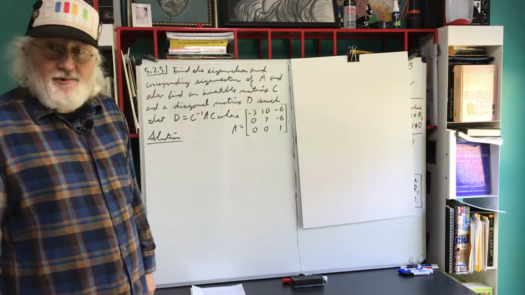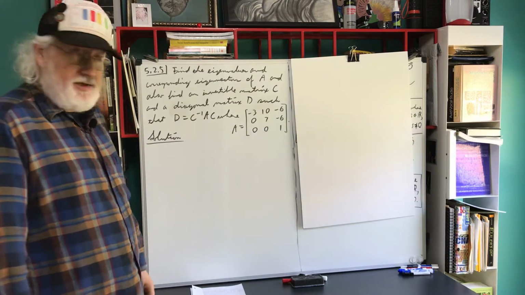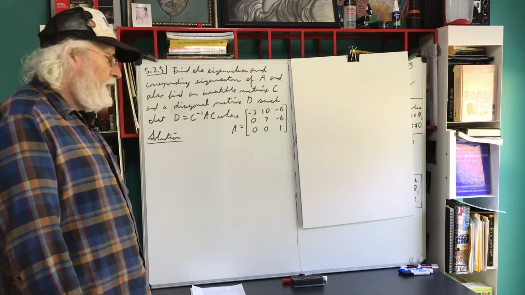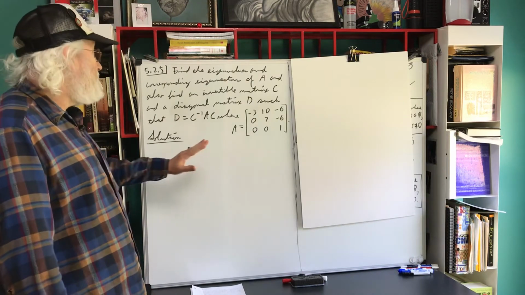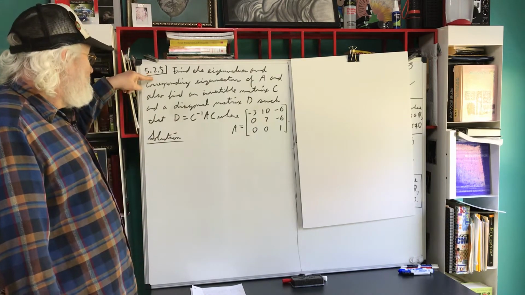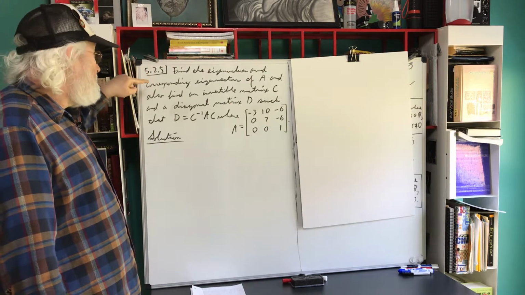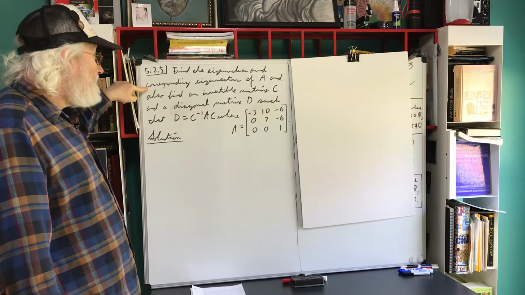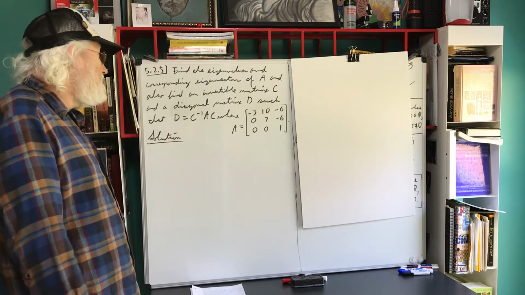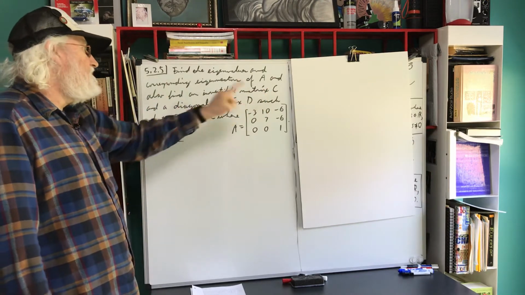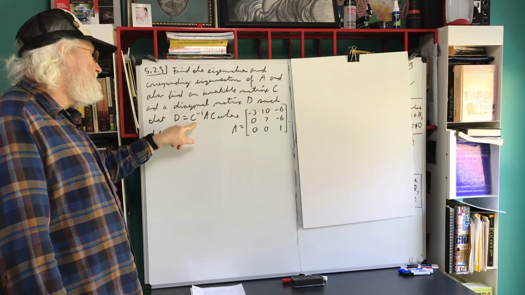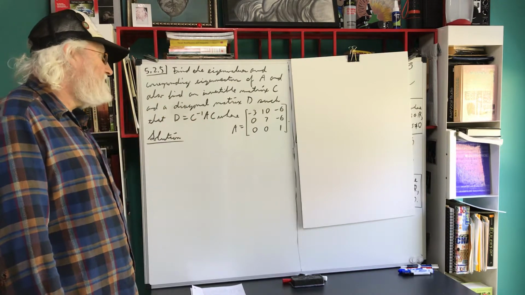Welcome to section 5.2, diagonalization. Okay, bunch of computations of eigenvalues and eigenvectors in the diagonalization stuff. Question 5 from this section says, find the eigenvalues and the corresponding eigenvectors of matrix A given here. Also find an invertible matrix C and a diagonal matrix D such that D equals C inverse AC.